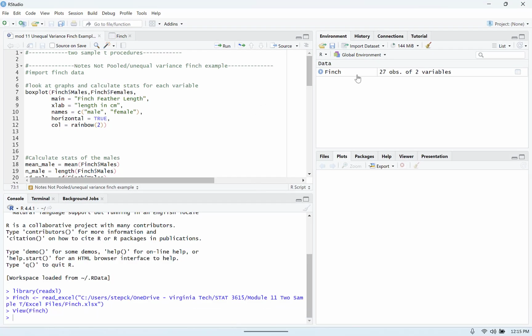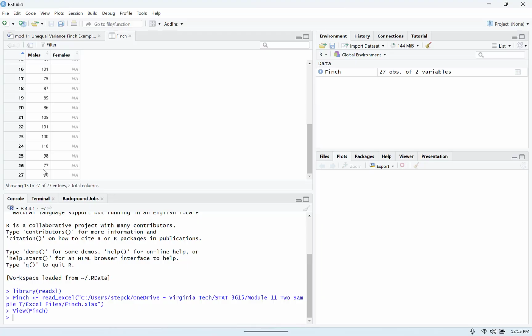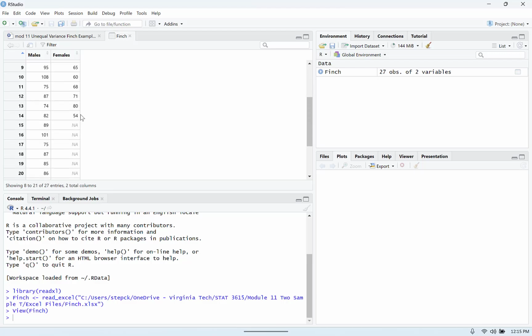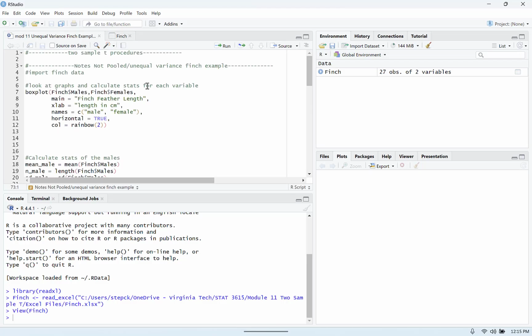I've already pulled my finch data in, and I want to show you this finch data because this is something new to you guys. So my males, I have a bunch of male tail feather averages. There were 27 of those. And for the females, we only have 14. And so notice that when I bring my data in like this, I get a whole bunch of NAs. And I'm going to have to deal with that because I'm not going to be able to calculate some things.